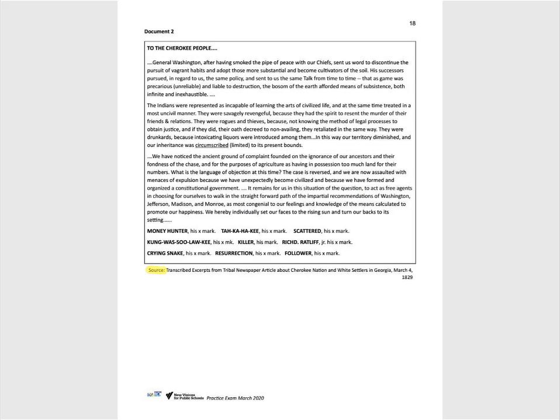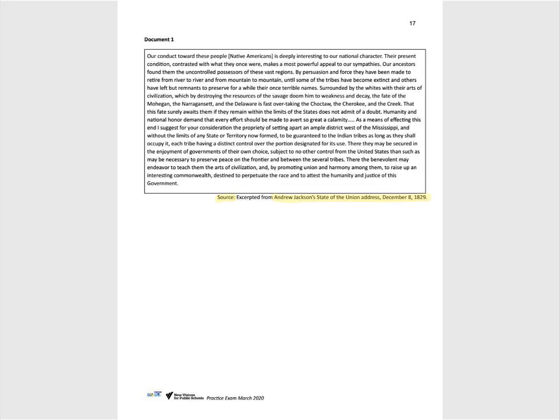This is transcribed excerpts from a tribal newspaper about the Cherokee Nation and white settlers in Georgia in March of 1829. Right around the time he's being inaugurated. So we know from our study of history that Andrew Jackson came into office and one of his big priorities was Indian removal. And since this is mentioning the Cherokee Nation, I'm thinking this is going to be about Indian removal. So if I go to my outline, I can quickly make a note that this is probably about Indian removal. I have yet to decide what the relationship between the two documents is.